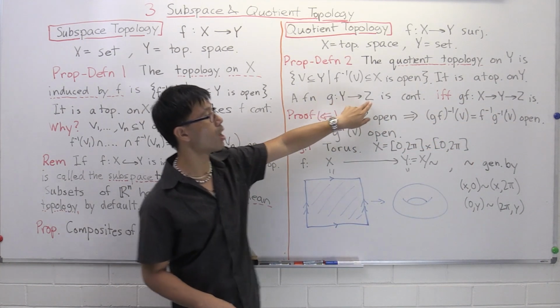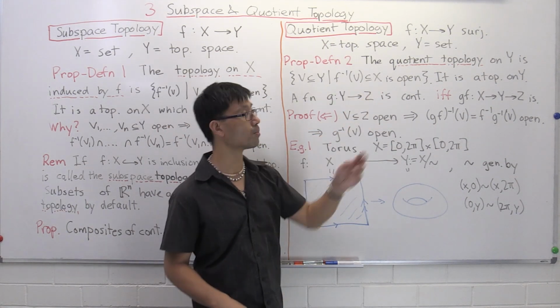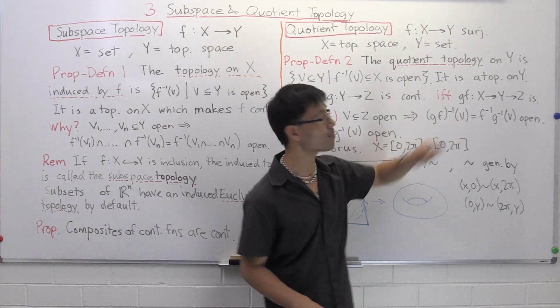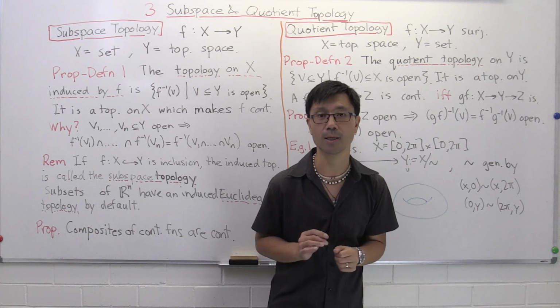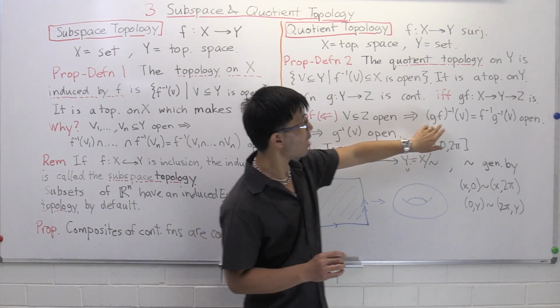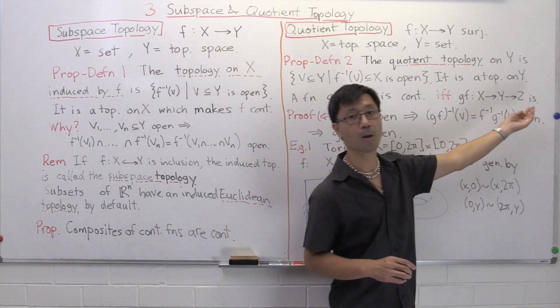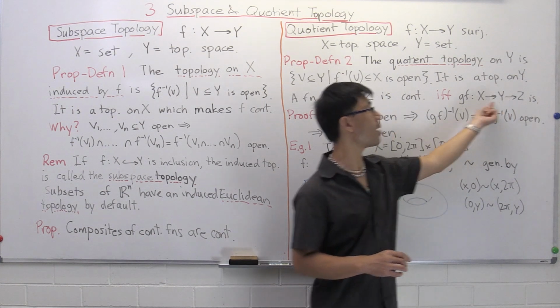We'll start with an open V inside Z. We know that gf is continuous, so let's pull back by (gf) inverse of V. That's going to be open by continuity of the composite that we're assuming here. But what is (gf) inverse of V? We're pulling the open all the way across, so you can pull it back in two steps. You can look at g inverse of V, and then pull that back by f inverse.